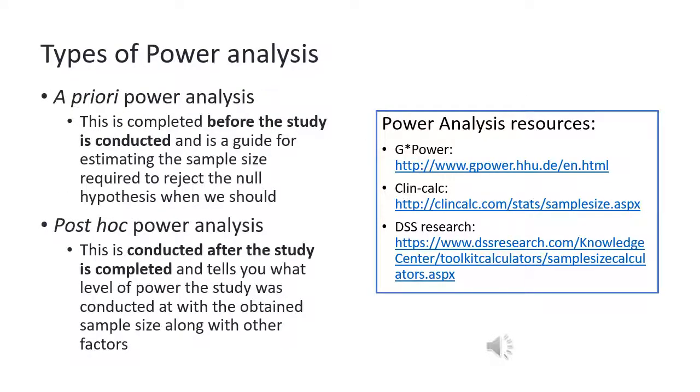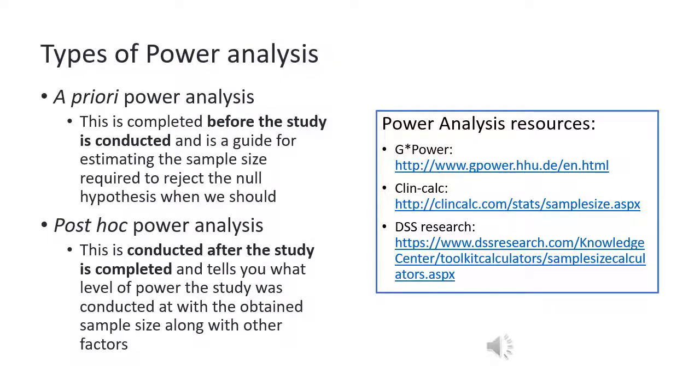So there are two different types of power analysis. A priori power analysis is conducted before the study is conducted, and it's a guide for estimating the sample size that's required to reject the null hypothesis. And also post hoc power analysis. This is done after the study is completed and tells you what level of power the study was conducted at with the obtained sample along with other factors.